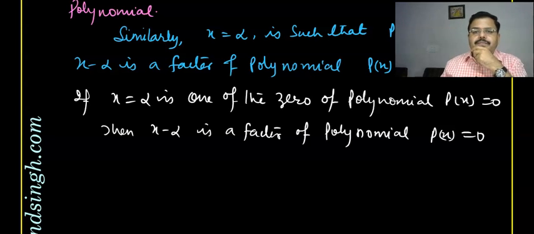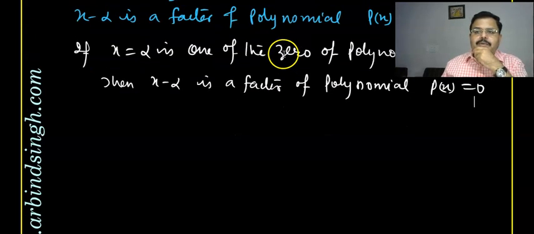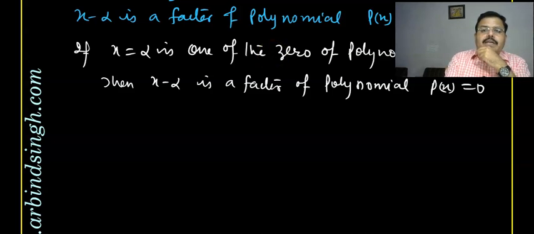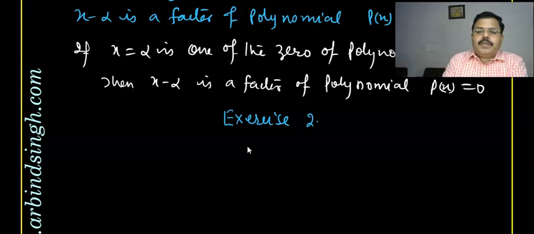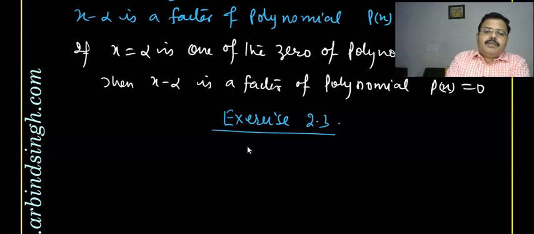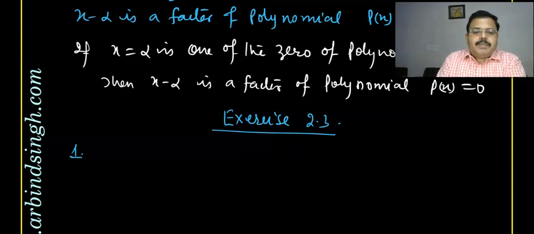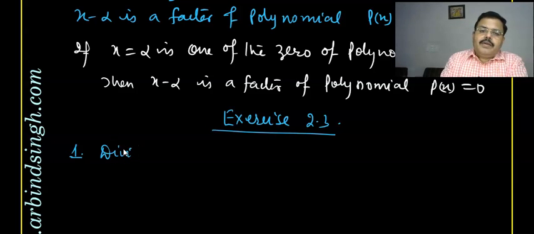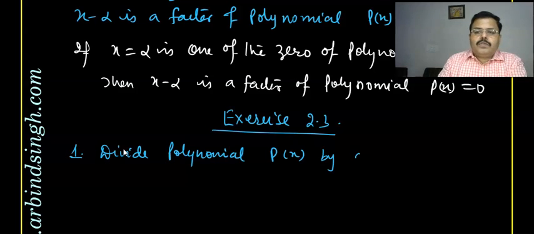So now let us solve some questions, then definitely we will be able to understand all those things. So starting from the exercise where we can solve some questions. Exercise 2.3, and the first question says, using the division algorithm, divide the polynomial p(x) by g(x) in each of the following cases.